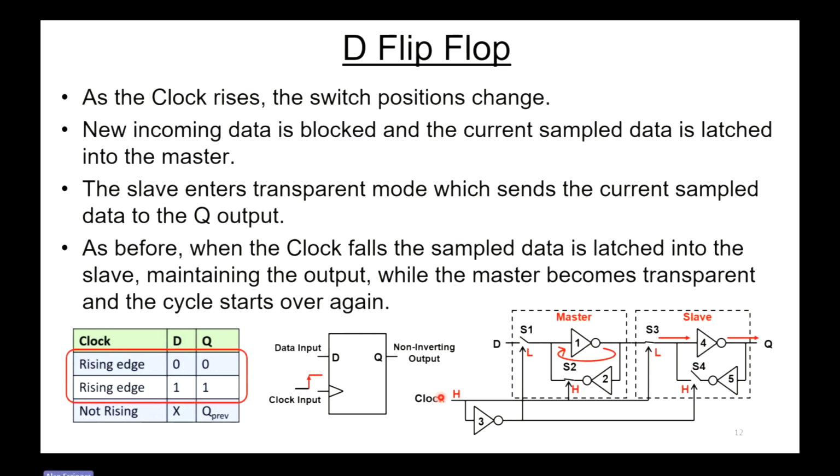As the clock rises, the switches change position. The new incoming data is blocked because you open switch S1, and the current sample data is now latched into the master. And the slave enters transparent mode, which sends the current sample data straight through and out onto the Q output. So eventually the clock's going to start falling again. And when it falls, the sample data latches and the master becomes transparent again. And this whole cycle starts all over again. So that shows you just how an edge-triggered flip-flop works.